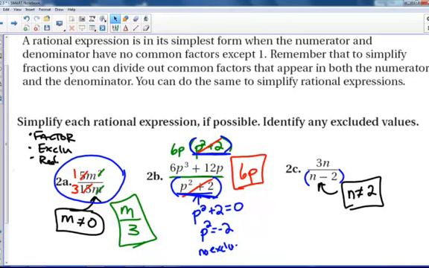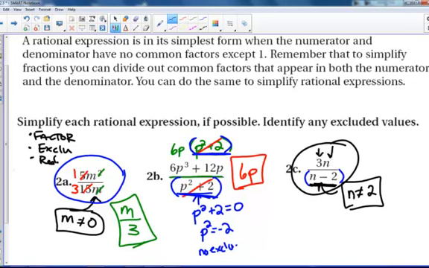So when I come back to this last problem, I can't just go and cancel anything here because the only thing that'll cancel is an n minus 2. I've got the 3, and I've got the n, and I've got the n minus 2, which can only cancel with another n minus 2. So this is simplified.